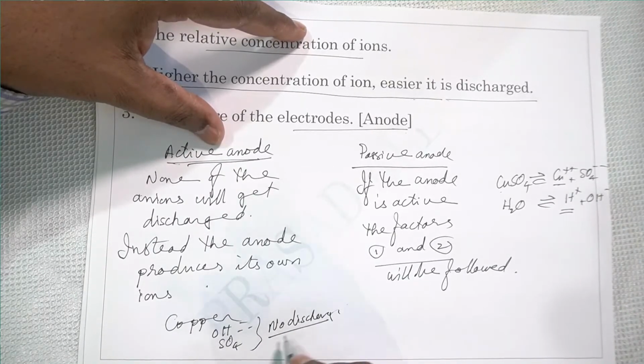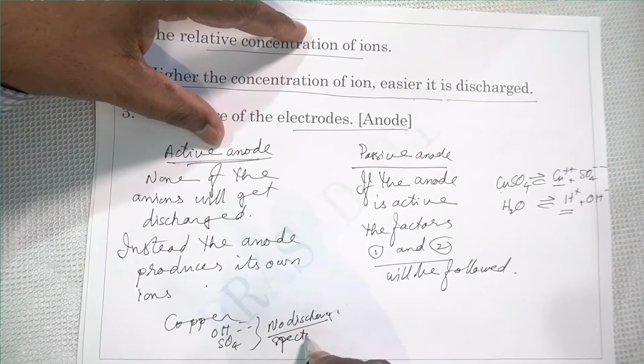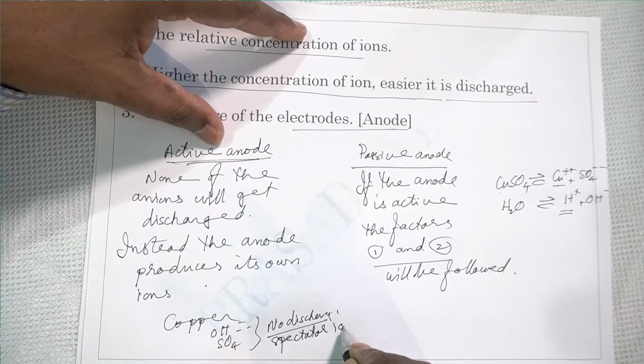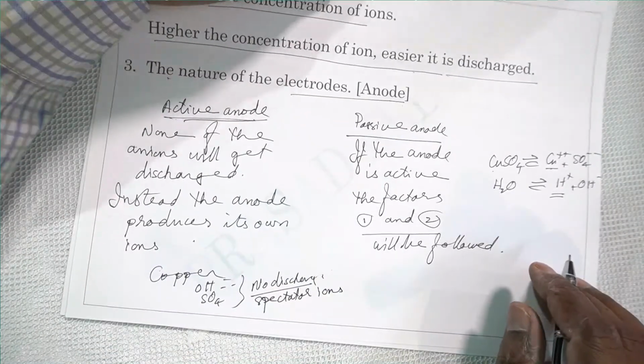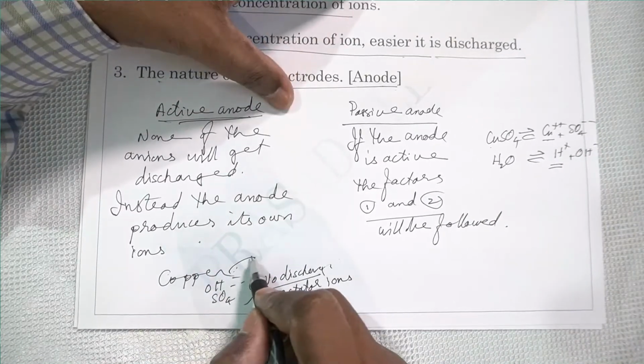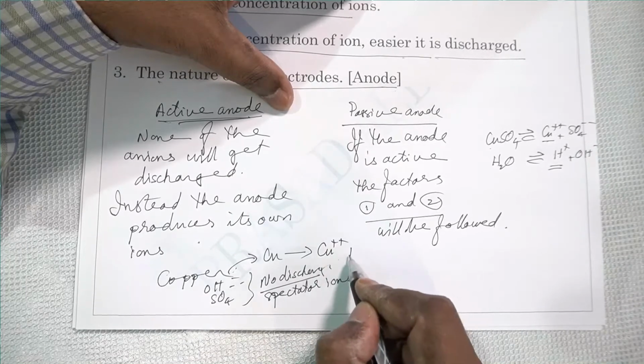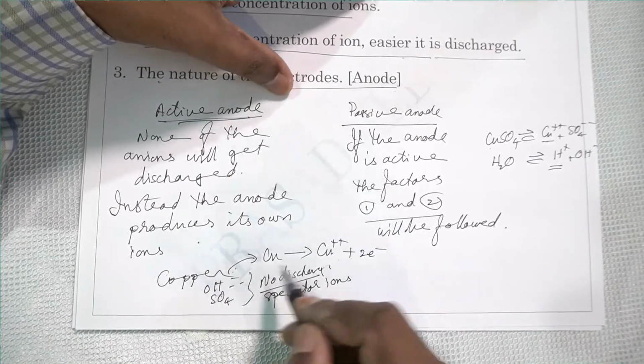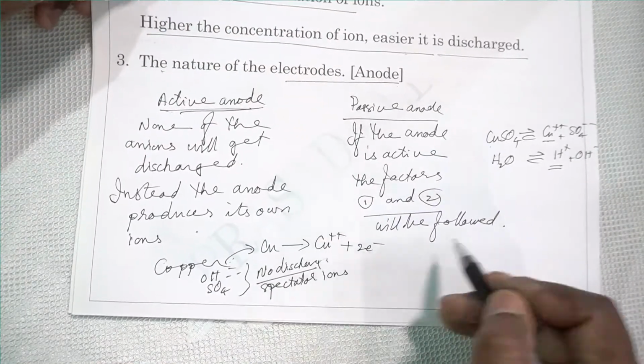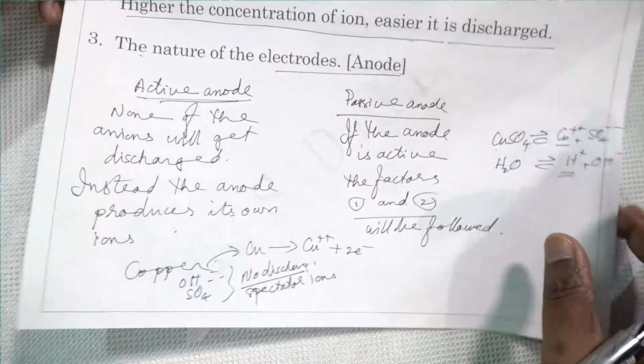They will stay there and are called spectator ions, because they come to the anode but do not get discharged. Instead, the copper will give its own ions. Copper giving Cu++ and 2 electrons. So, the anode producing its own ions. This is what will happen if the anode is active.